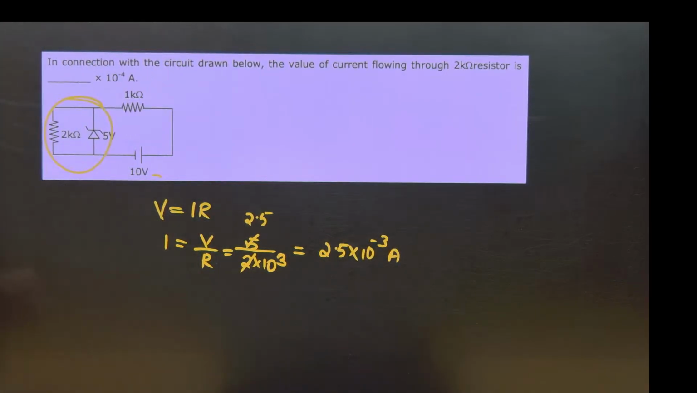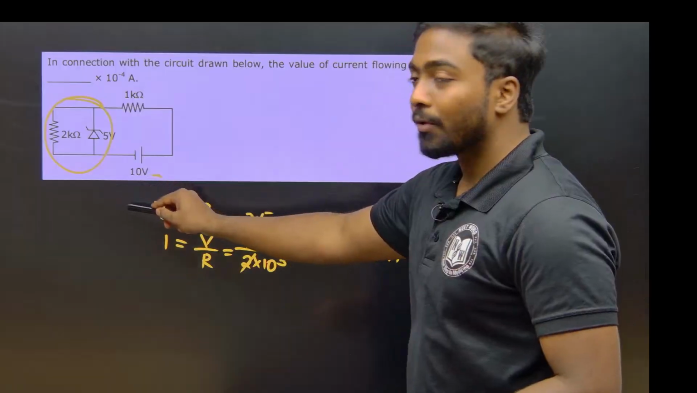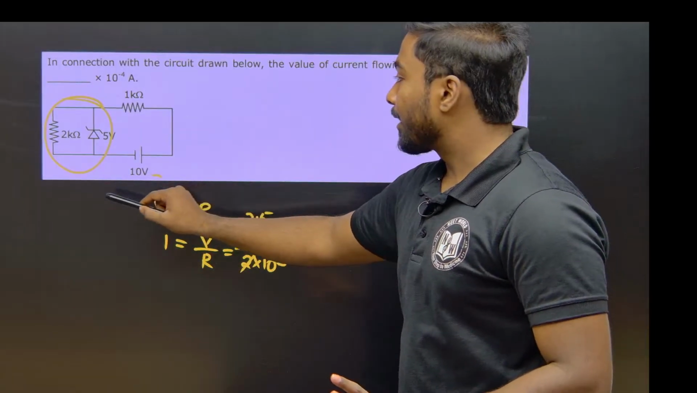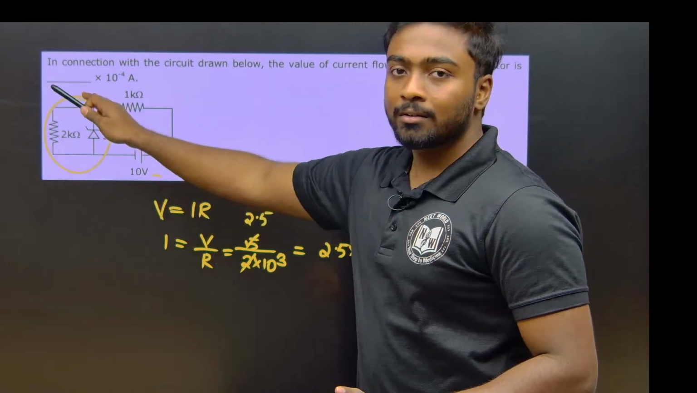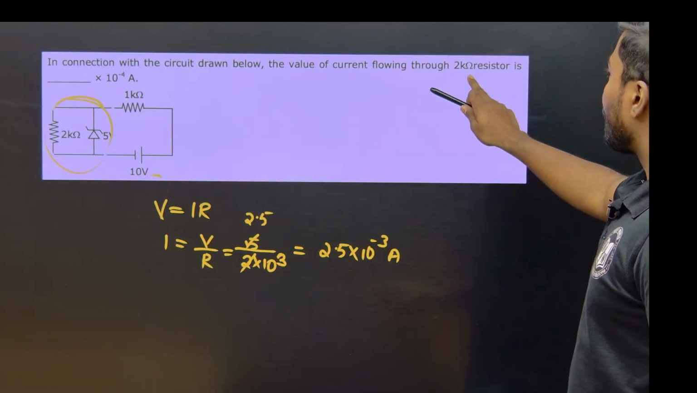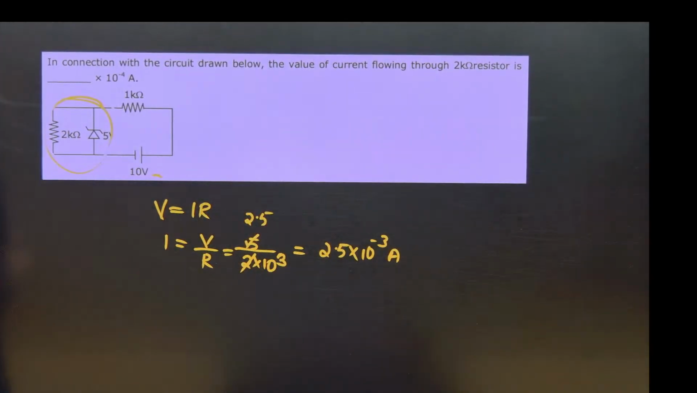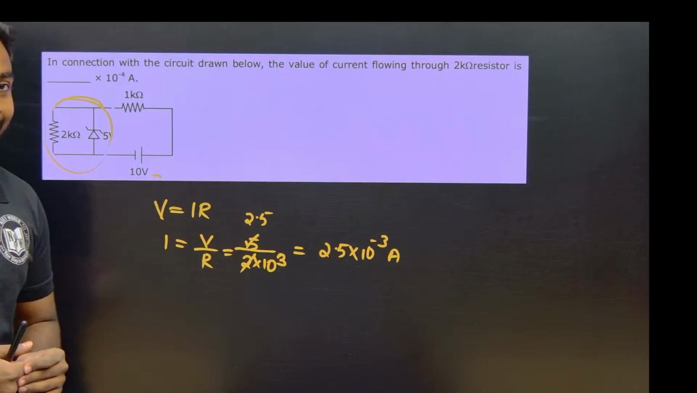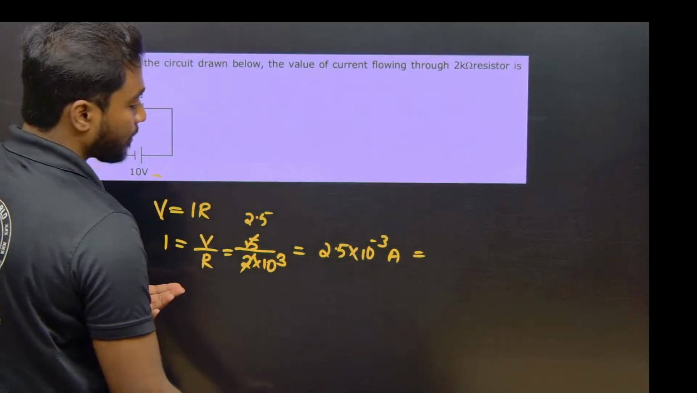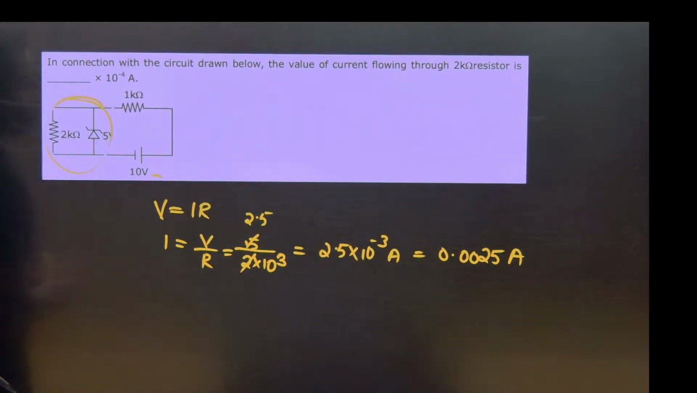Now, if you see the breakdown current in the Zener diode, if it is above 5 volt it is 0. That's why we are not taking that, and we are considering only this one. They have asked for the current flowing through the 2 kilo ohm resistor. So the answer is 2.5 into 10 power minus 3, which if you want to write in points is 0.0025 ampere. We'll go for the next question.